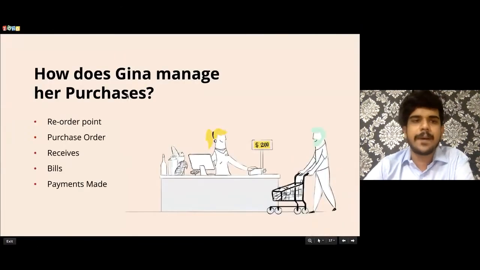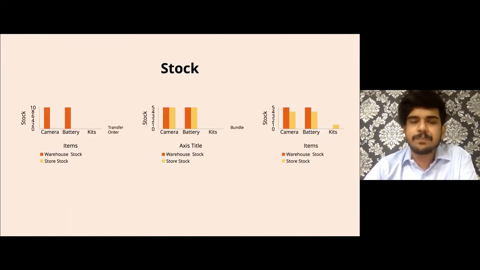So we saw the purchase process. I also mentioned that you're able to maintain reorder points when I was talking to you about the items module. We saw how to create purchase orders, receipts, bills, and payments made to the vendor. So this is how our stock has been. We purchased it to our warehouse. From the warehouse, we transferred certain units to the store, and then we also created a kit.